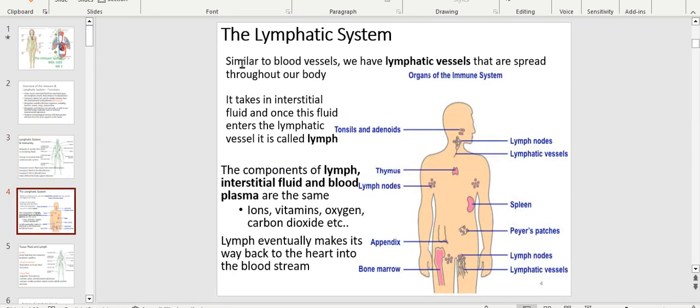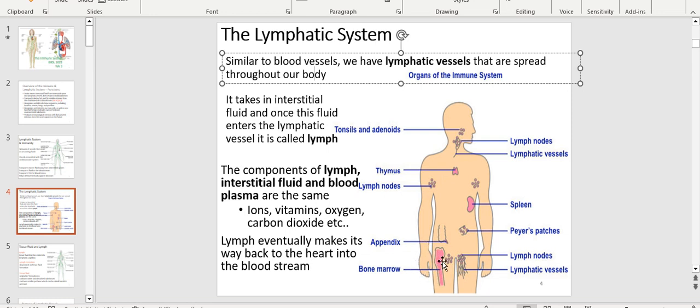Just kind of running over the same stuff here, similar there to blood vessels. We have lymphatic vessels that are spread throughout our body. Okay, different organs there, the immune system. Tonsils, adenoids, lymph nodes, lymphatic vessels. There's your thymus. Lymph nodes there, spleen, Peyer's patch, appendix, bone marrow.